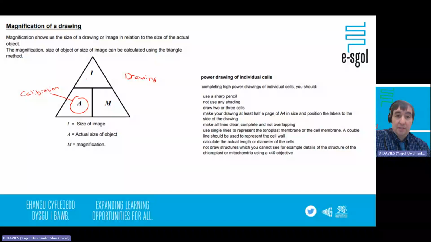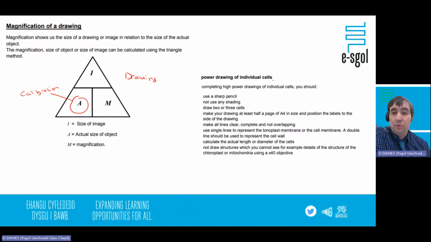Or you can also work out the image size by measuring it with a ruler. So those are the two formulae that you need. The actual size is image divided by magnification. Magnification is image divided by actual. These can be asked, so you could be asked to measure an image on the exam paper and calculate the actual size, or calculate the magnification.